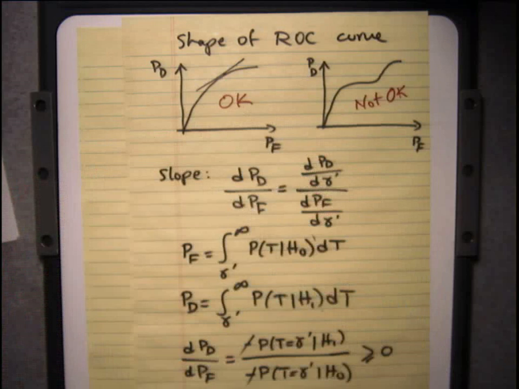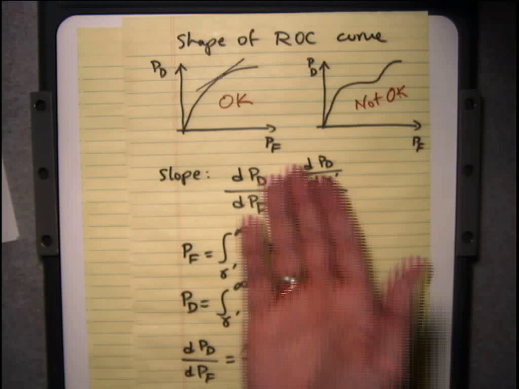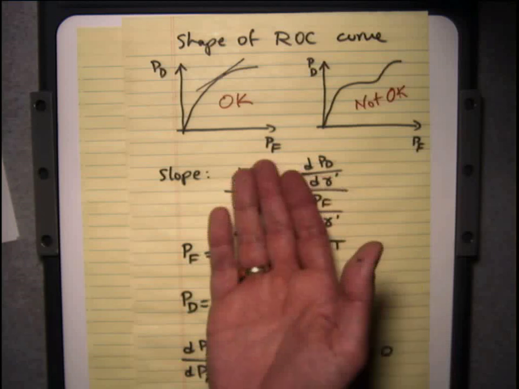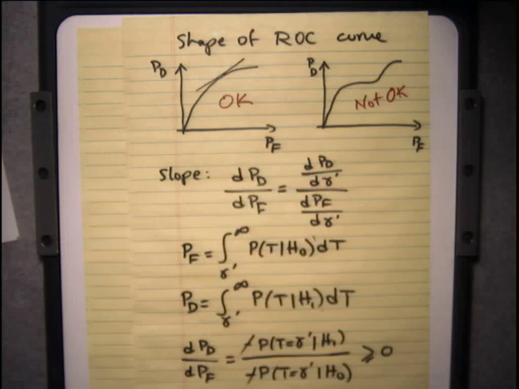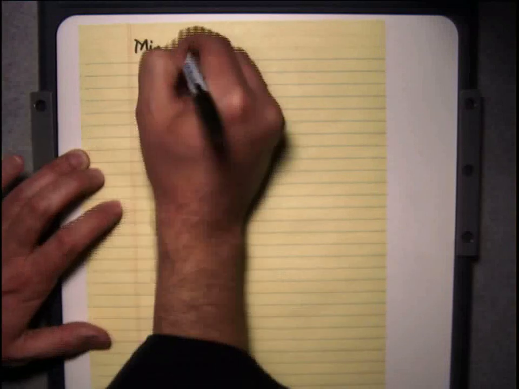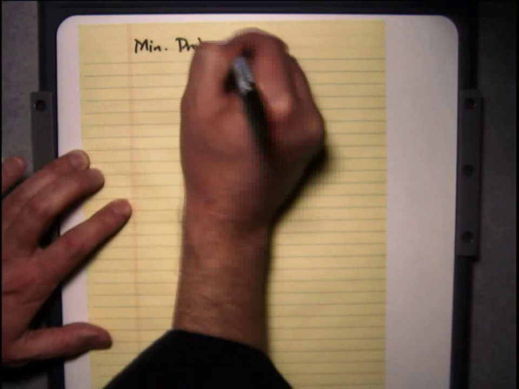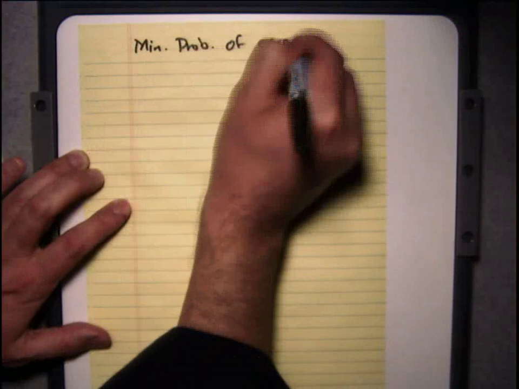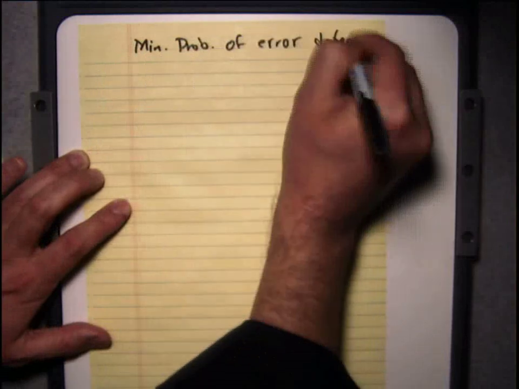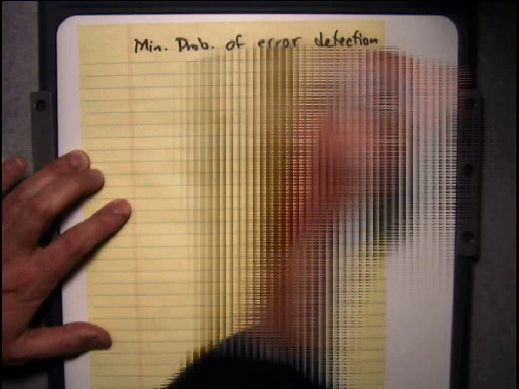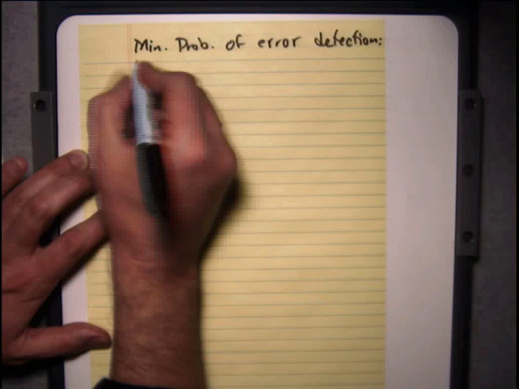So this is a discussion we had in the first lecture. Well, what about a case where somehow the sum of the false alarm and the detection is optimized, together? Let's see what happens there. This is called the minimum probability of error signal detection.